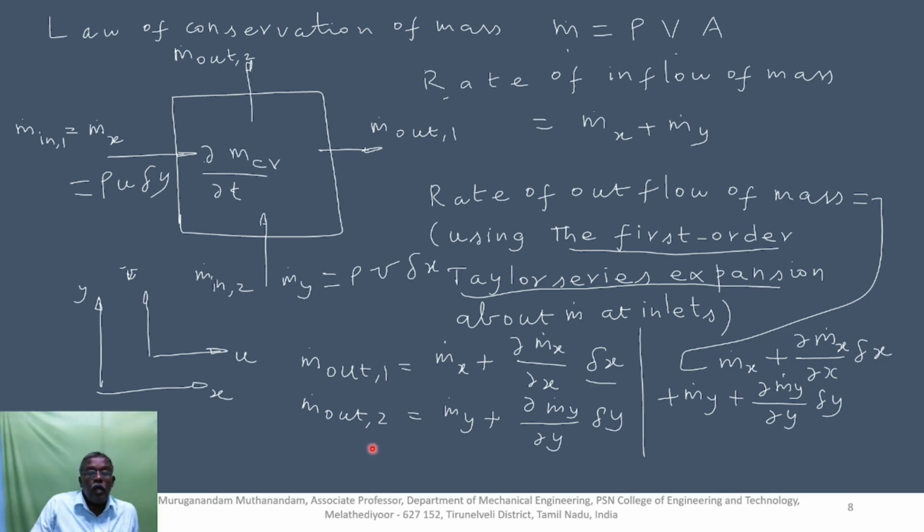Similarly, m dot out along the vertical direction can be written using the mass flow rate at the inlet in the vertical direction, m dot y, plus the change of mass flow rate along the vertical direction, partial m dot y upon partial y, multiplied by delta y.